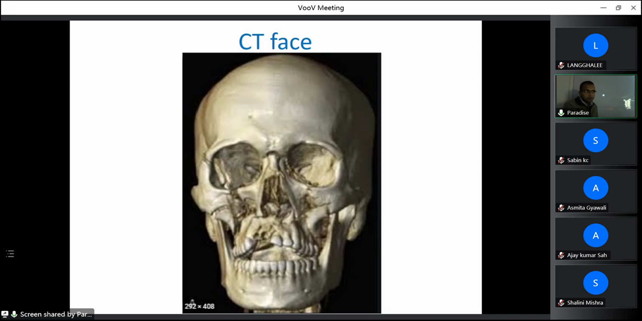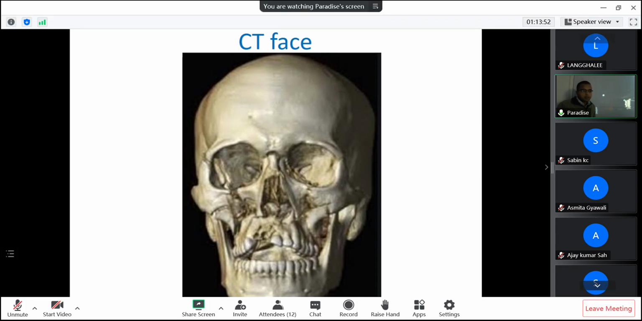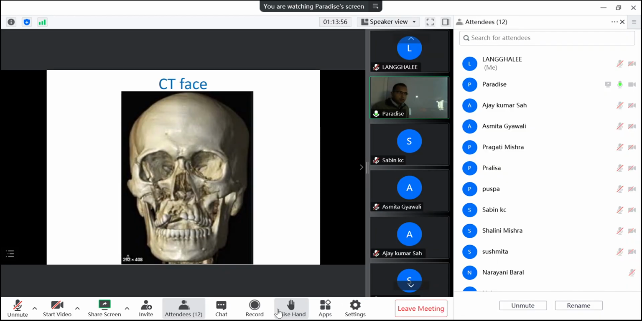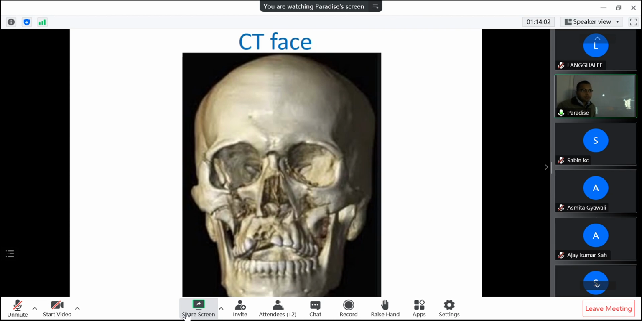If you divide the face into 3 parts, lower 1/3, middle 1/3, and upper 1/3, among these three, if any two parts are fractured along with the midface, then it is considered as panfacial fracture. In case of panfacial fracture, along with midface, either frontal bone is fractured or mandible is fractured, or both of them may be fractured. So in order to define panfacial fracture, if the midface fracture is associated with either mandible fracture or frontal bone fracture, then it is called panfacial fracture.